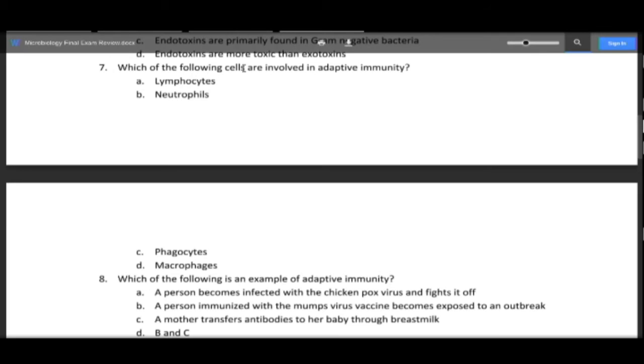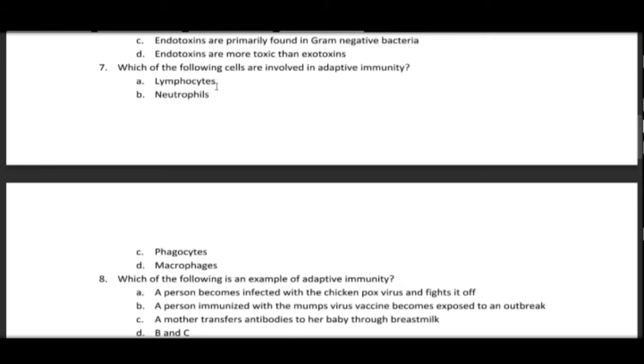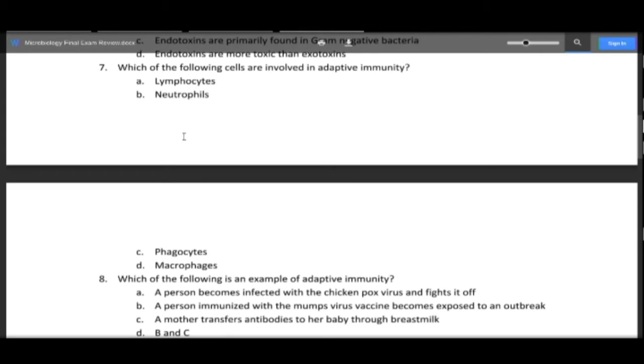But for this one, the one that's most correct for adaptive immunity would be lymphocytes, because that involves the B cells, and that involves antibody production, which is very much adaptive and specific, not non-specific. But yeah, that was a good question. That was definitely a gray area, but this is definitely only adaptive and not innate.